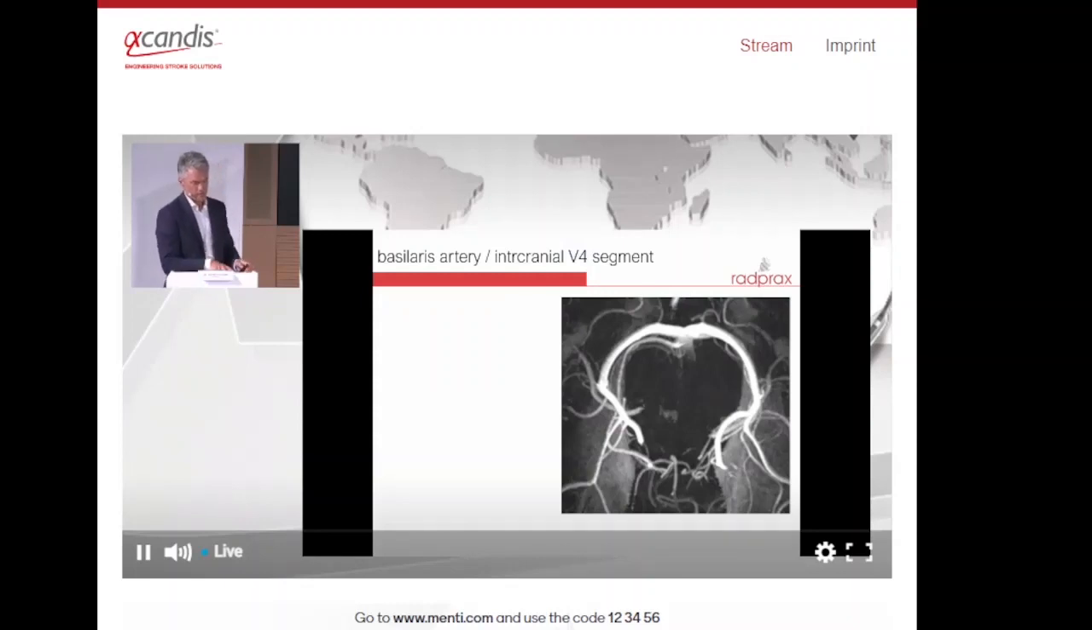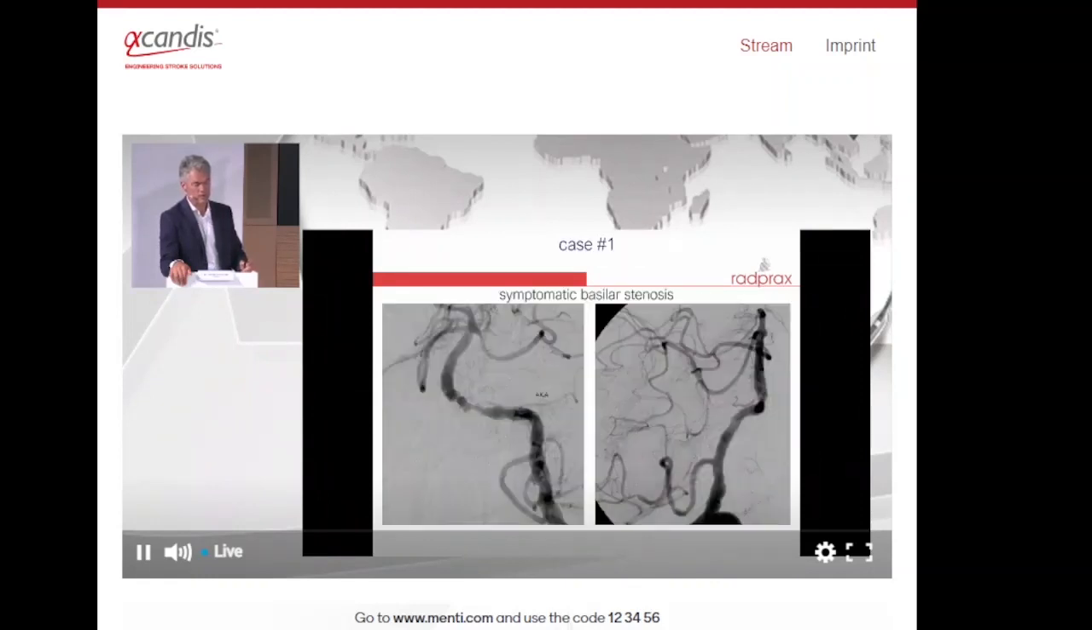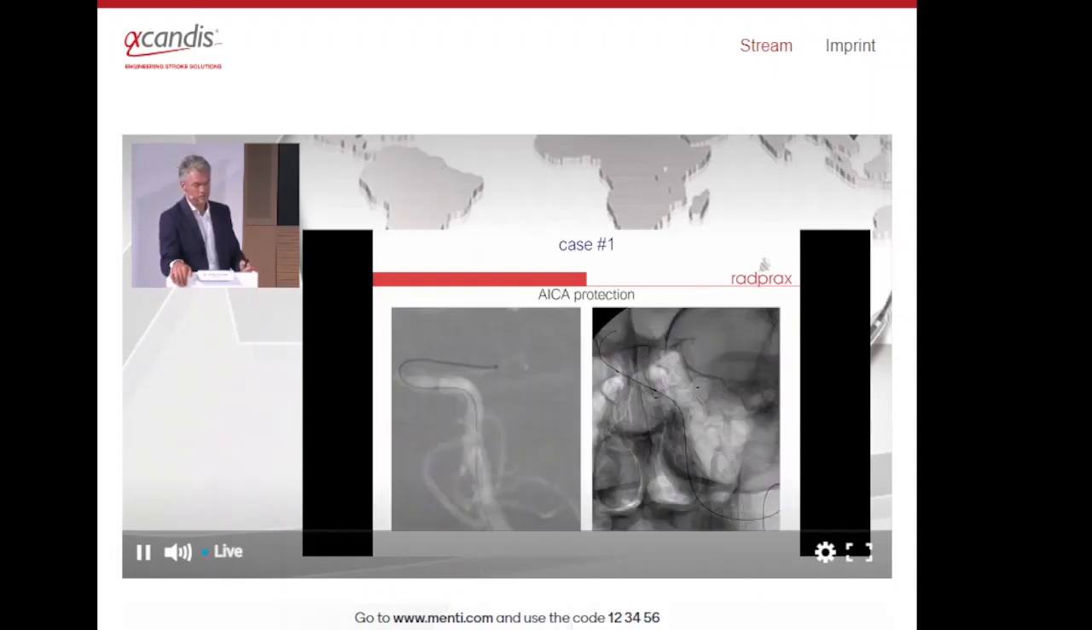So getting to the posterior circulation, we have the basilar perforators that are the rami ad pontem and the circumferential or transverse pontine arteries. And arising from the V4 segment, we also have medullary perforators that give also rise to the anterior spinal artery. And this is a case of a basilar artery stenosis and a very small AICA arising from the proximal portion of the stenosis. So I think everybody would agree that a strong dilatation could cause an AICA occlusion in this case, at least, if not any other perforators.